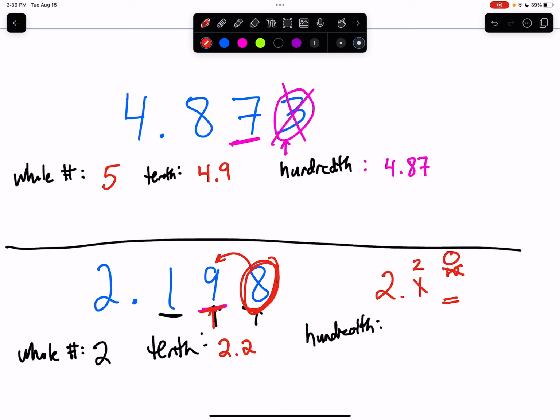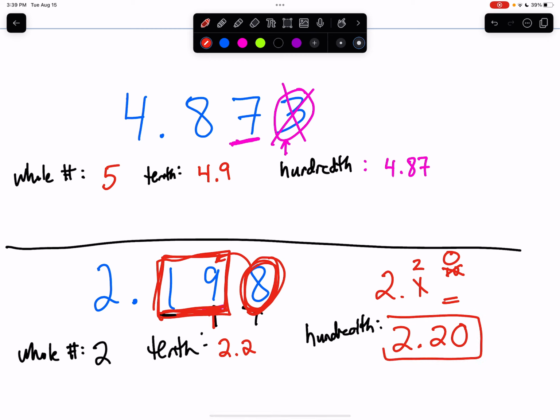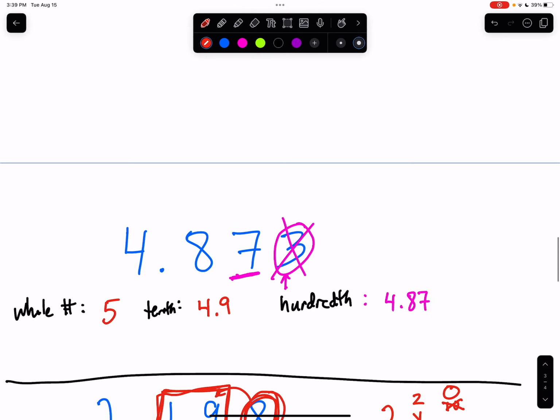So what's interesting is to the nearest hundredth, we still have to write 2 decimal places here, but this is really 2.20. Another way you could think about that, it's probably easier if you just think of it as 2.19. We're wondering if the 19 should stay as is or should it get bumped up. The 8 was 5 or bigger, so we're going to bump the 19 up by 1, up to 20. That gives us 2.20. That's to the nearest hundredth.